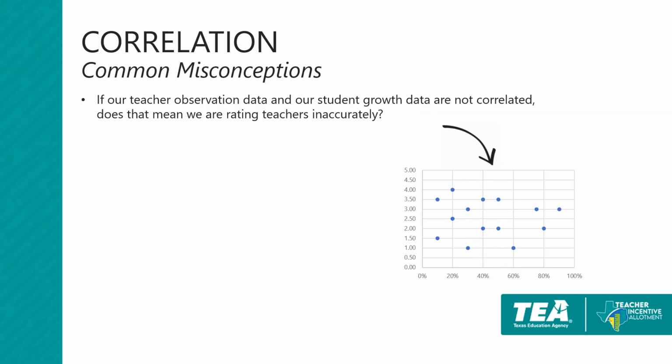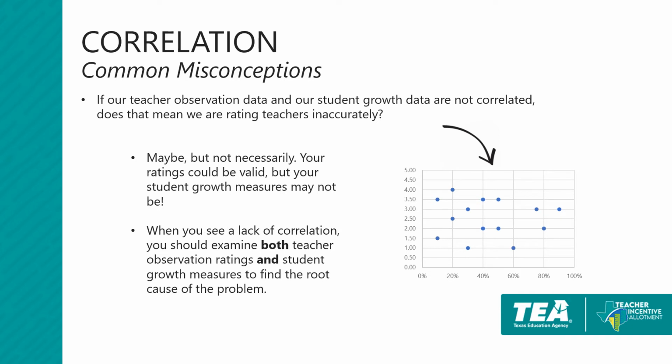A common question we receive is, if our teacher observation data and our student growth data are not correlated, does that mean we're rating teachers inaccurately? And the answer is maybe, but not necessarily. Your ratings could be valid, but your student growth measures may not be. When you see a lack of correlation, you need to examine both teacher observation ratings and student growth measures to find the root cause of the problem.